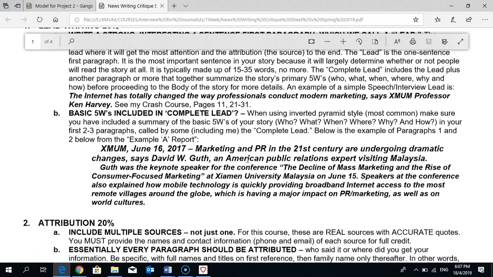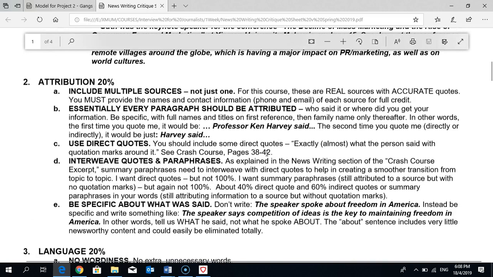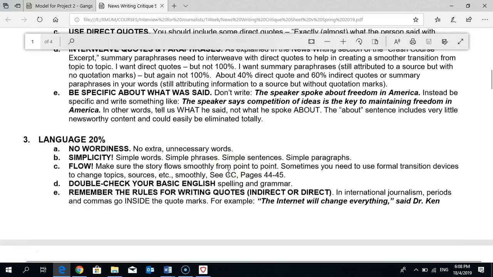So that sort of thing, even within the story, the indirect quotes and the paraphrases allow me to weave the story in a way that it flows smoothly. You can't just stack a whole bunch of direct quotes together and make it sound smooth. It's not right, and you'll get graded down for that by any professor. Okay, so that's the areas that I cover under attribution: using direct quotes, but interweaving with indirect quotes or paraphrases.